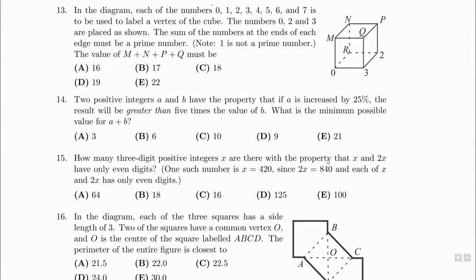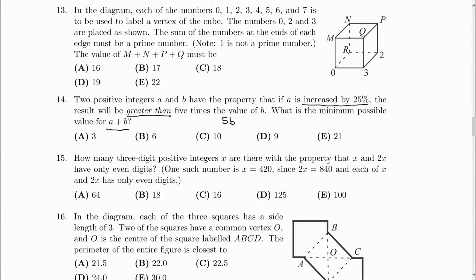We're continuing our look at the 2007 Fermat paper, and we're up to question number 14. Two positive integers, a and b, have the property that if a is increased by 25%, the result will be greater than, they bother to emphasize that, so that must be important, greater than 5 times the value of b, better known as 5b. What is the minimum possible value for a plus b?